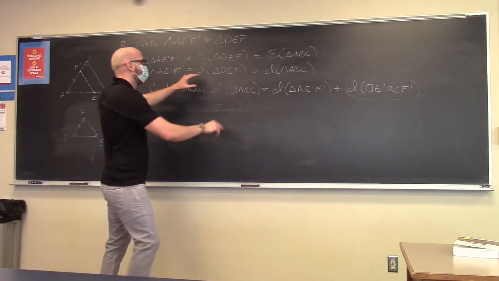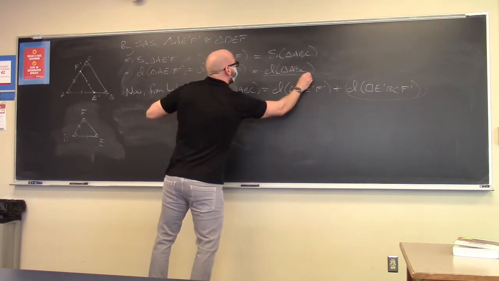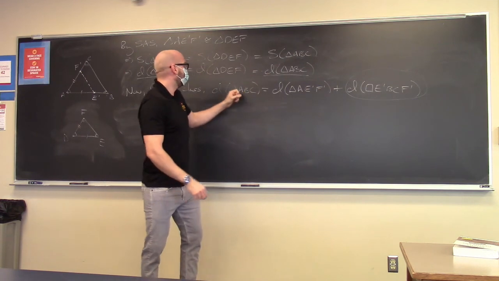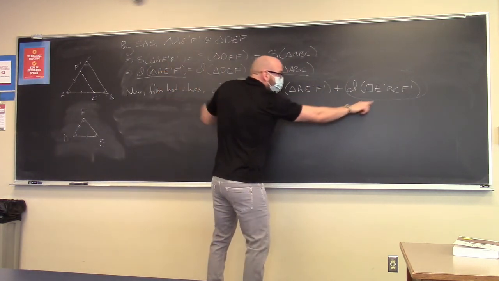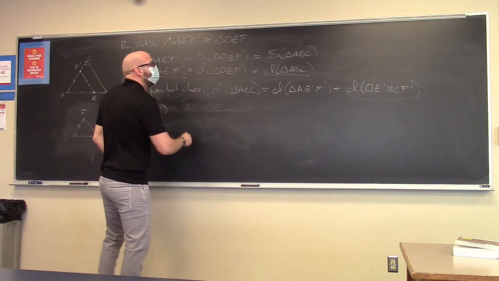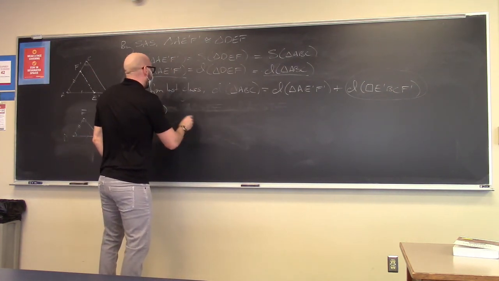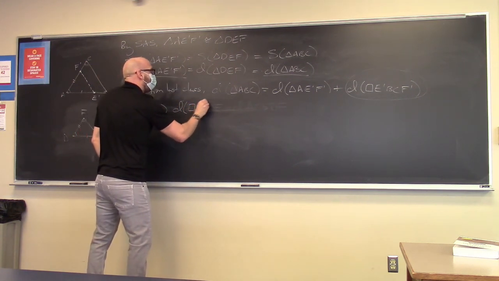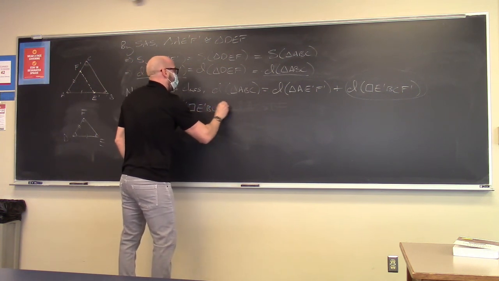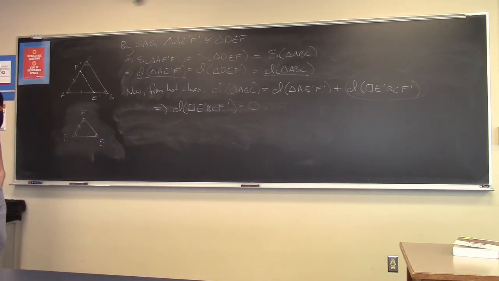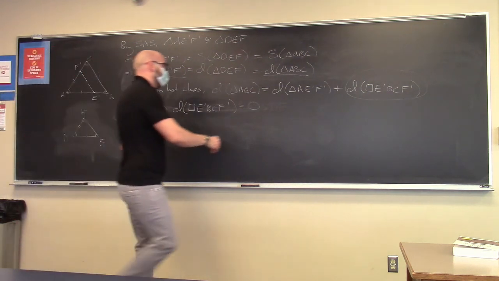I already have that this is equal to this. So if I'm going to claim now that this is equal to this plus something else, then this piece has to be 0, right? So this implies, combined with this line above it, that the defect of this quadrilateral is 0. Which is a contradiction in hyperbolic geometry.